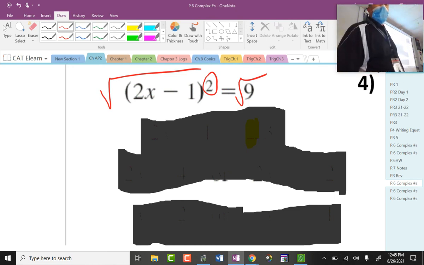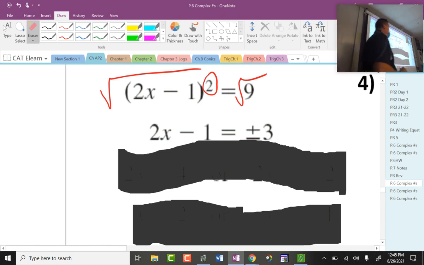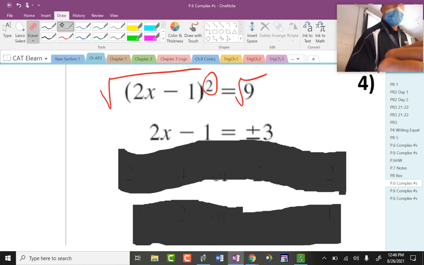So here's the problem though. Watch what the book shows. Boom, what's in front of the 3 for the square root of 9? Plus or minus. And you know the reason? Because. That is actually the reason. It really is because of this.